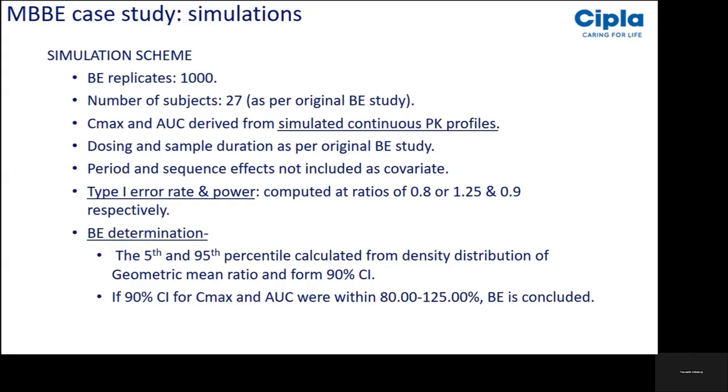Further, as per the requirement, the type 1 error rate and the power were computed. Basically, the type 1 error was analyzed at the ratios of 0.8 and 1.25, whereas the power was assessed at a 0.9 ratio. Further, for the BE determination, as I mentioned earlier, the 5th and 95th percentiles were calculated from the density distribution of the geometric mean ratio and formed the 90% CI. We concluded BE when the 90% CI for Cmax and AUC were within 80 to 125.